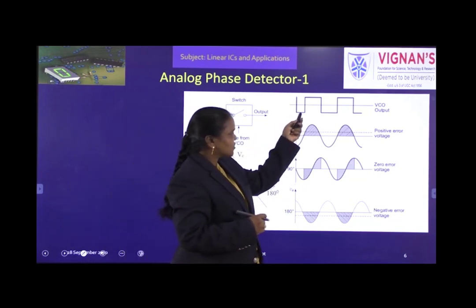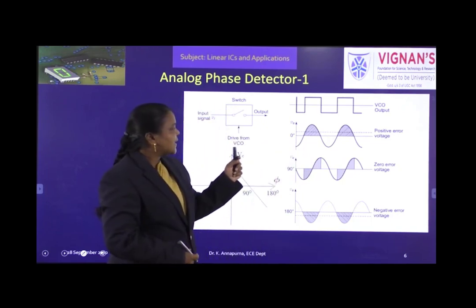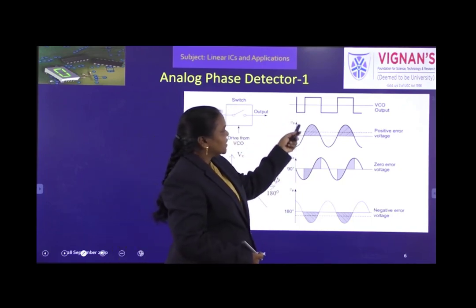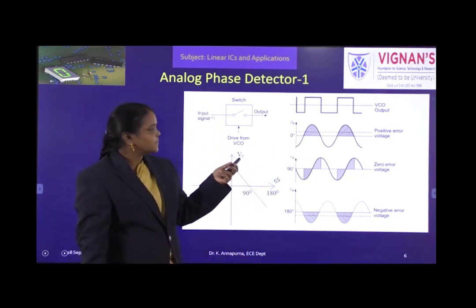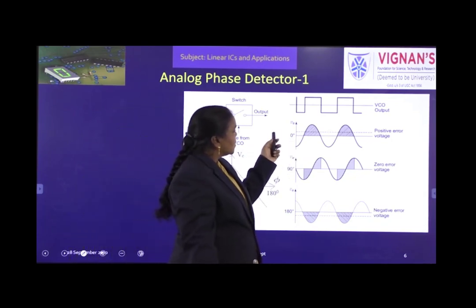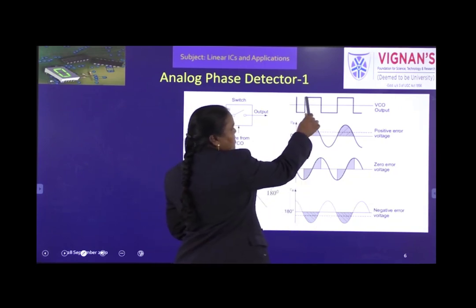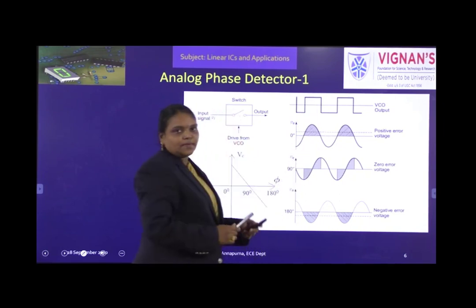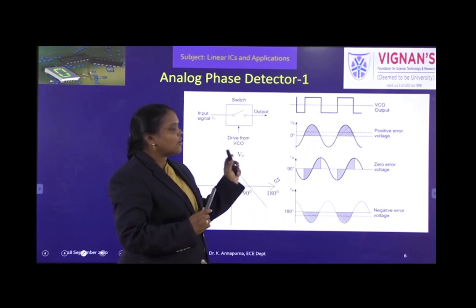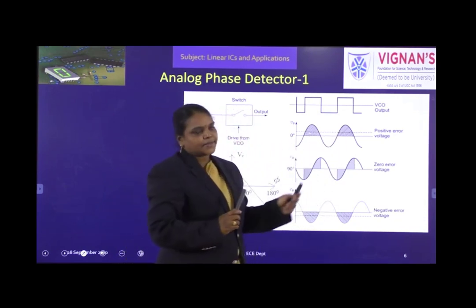The VCO signal is a square wave and the incoming signal is a sine wave. Here, first we are taking 0 degrees phase shift between the VCO and the input. So if it is 0 degrees, during its on period, that is when the VCO is in the positive half cycle, only the signal will be passed to the output. So only these portions are highlighted.